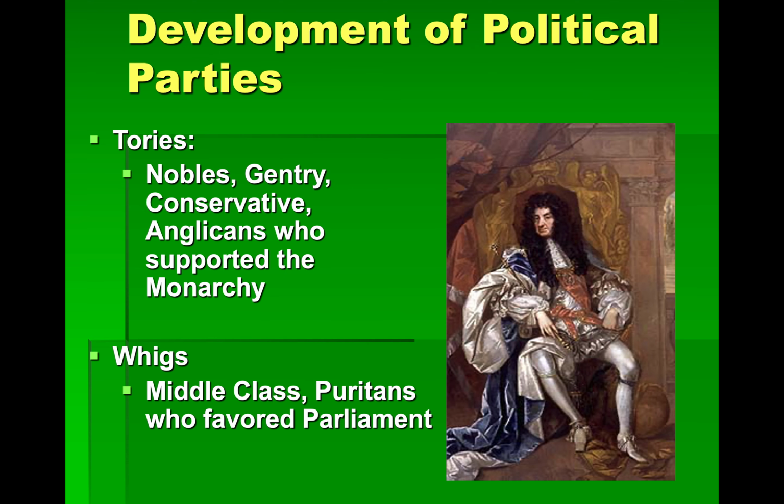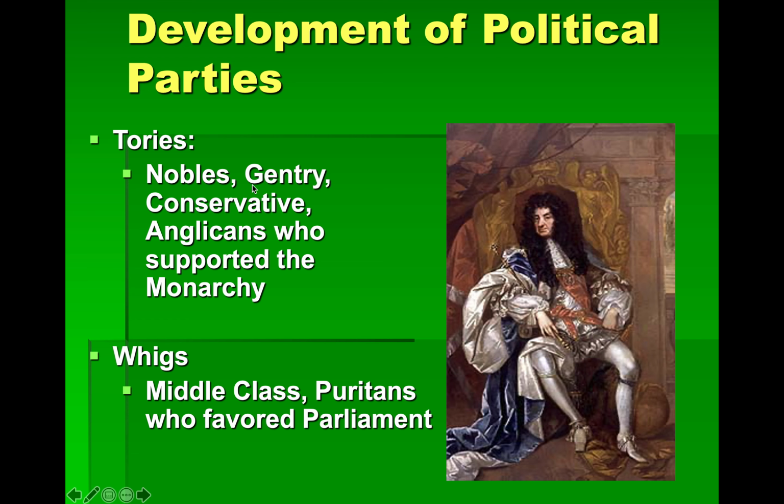Okay, the Tories, ladies and gentlemen, are typically supporters of the monarchy. And the Whigs will be Puritans who favor Parliament. And eventually we're going to see the rise of more conservative and liberal groups. Okay, and the names of these parties will change over time. But these are two important political parties in Parliament in England. They're going to have a lot of influence within the government.